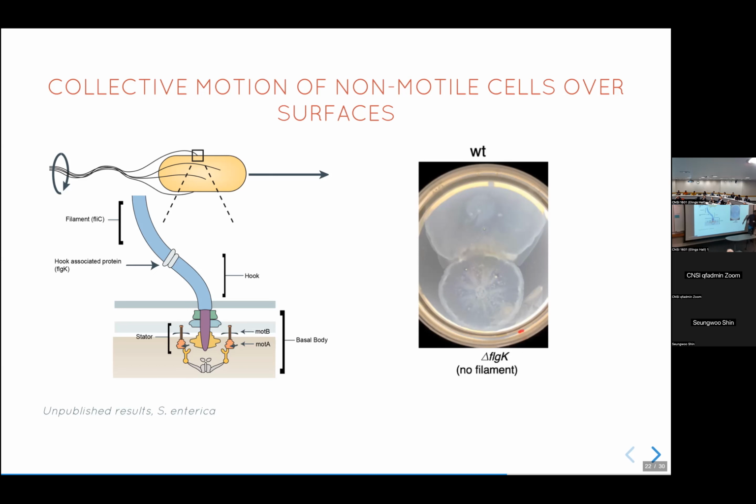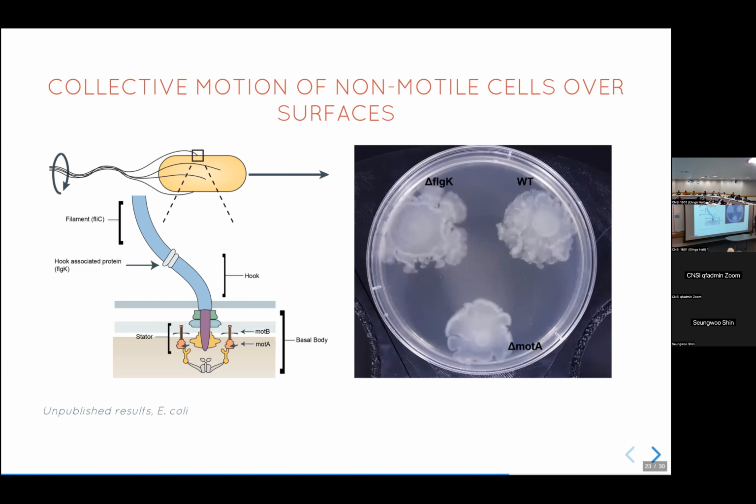Salmonella. Yeah. And then he had cells with this delta flgK mutation, so they're missing the connector, so they have no filament, but they still spread out. And not insignificantly as compared to the wild type, it's actually quite comparable. And then I went back to my lab and we thought, okay, can we do this in E. coli? And it turns out that yes, you can do this in E. coli.